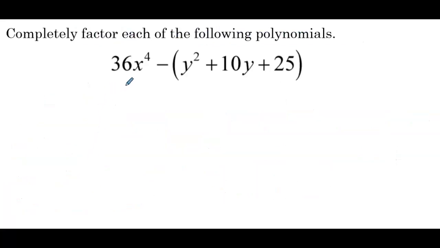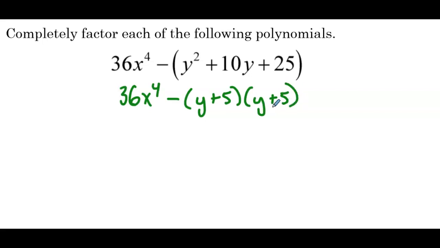Next up, 36x^4 minus the quantity y^2 + 10y + 25. Okay, so this is an interesting one because it doesn't really look like much to start. But I do notice I have this trinomial in the parentheses, so maybe I can start there. Maybe that'll change something. Well, if we factor the trinomial in the parentheses, we have 1 times 25, which is 25. So we need factors of 25 that add to 10. Well, that's 5 and 5. So we'd have (y + 5)(y + 5).